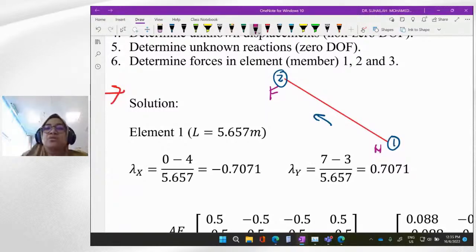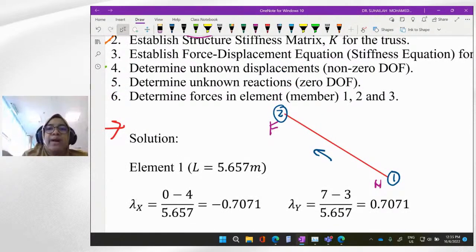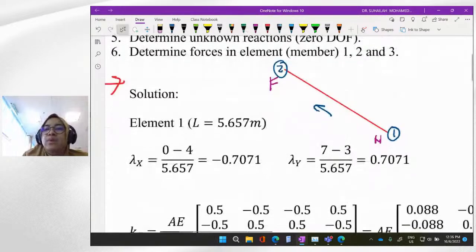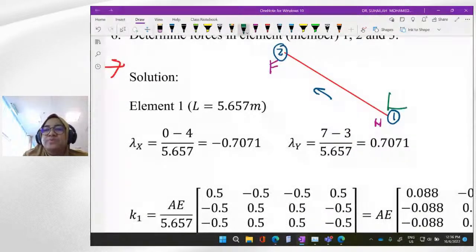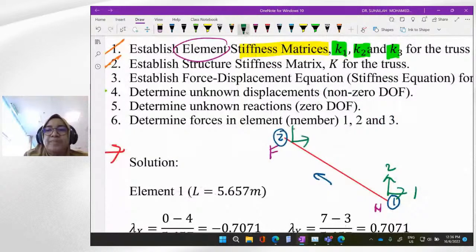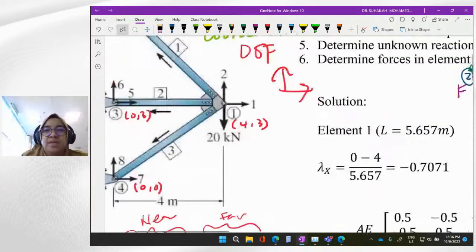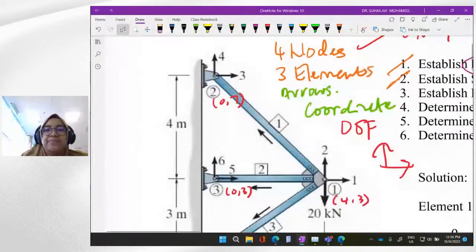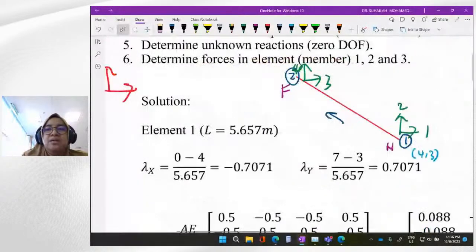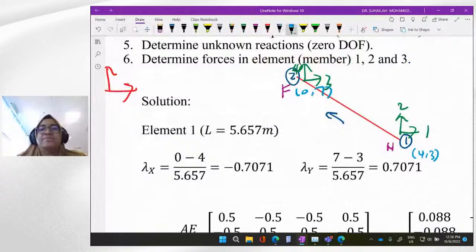Okay, so at node number 1, the degrees of freedom are 1, 2, and at node number 2, the degrees of freedom are 3, 4. The coordinates are 4, 3 and 0, 7.